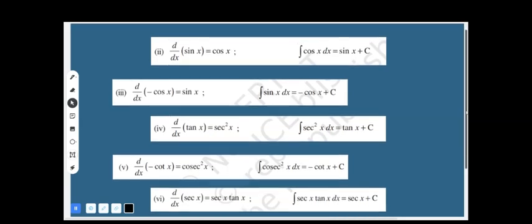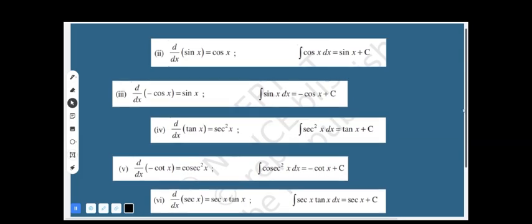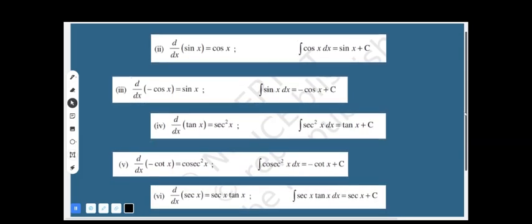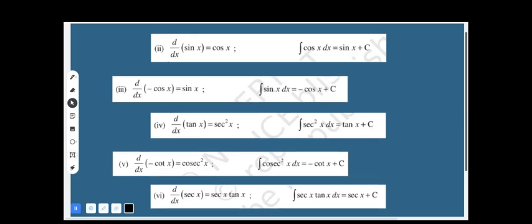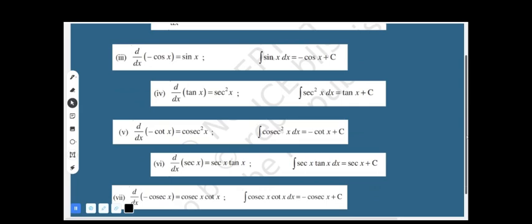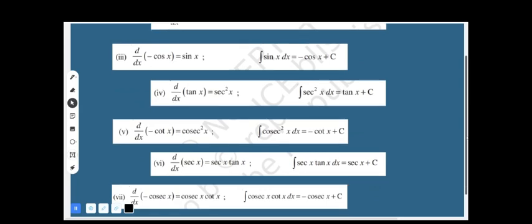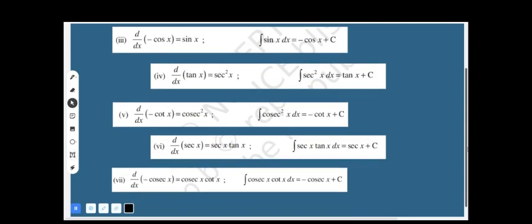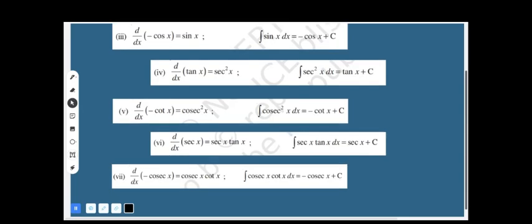Then the second formula: derivative of sin x is cos x, and integration of cos x becomes sin x. You can see the derivative question is changing to cos x, and then cos x integration changes to sin x. Then derivative of minus cos x is sin x, and integration of sin x is minus cos x. Then derivative of tan x is secant square x, and integration of secant square x is tan x plus c.